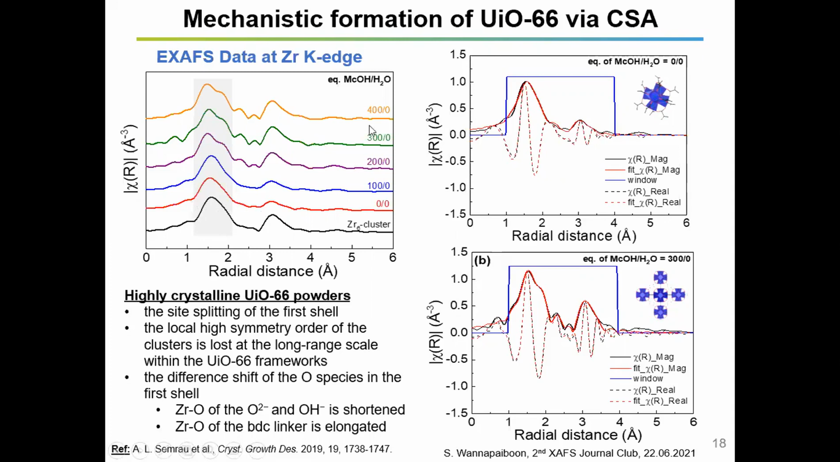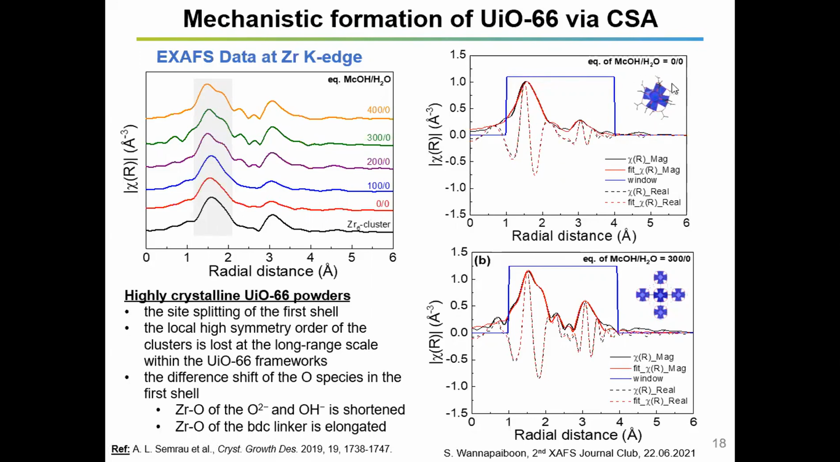But if we add more equivalents of methacrylic acid, which is the coordination modulator, in order to increase the crystallinity of the UiO-66 product at the end, we end up with the XRF data at the zirconium clusters, showing the splitting of the first shell that is observed in this case.